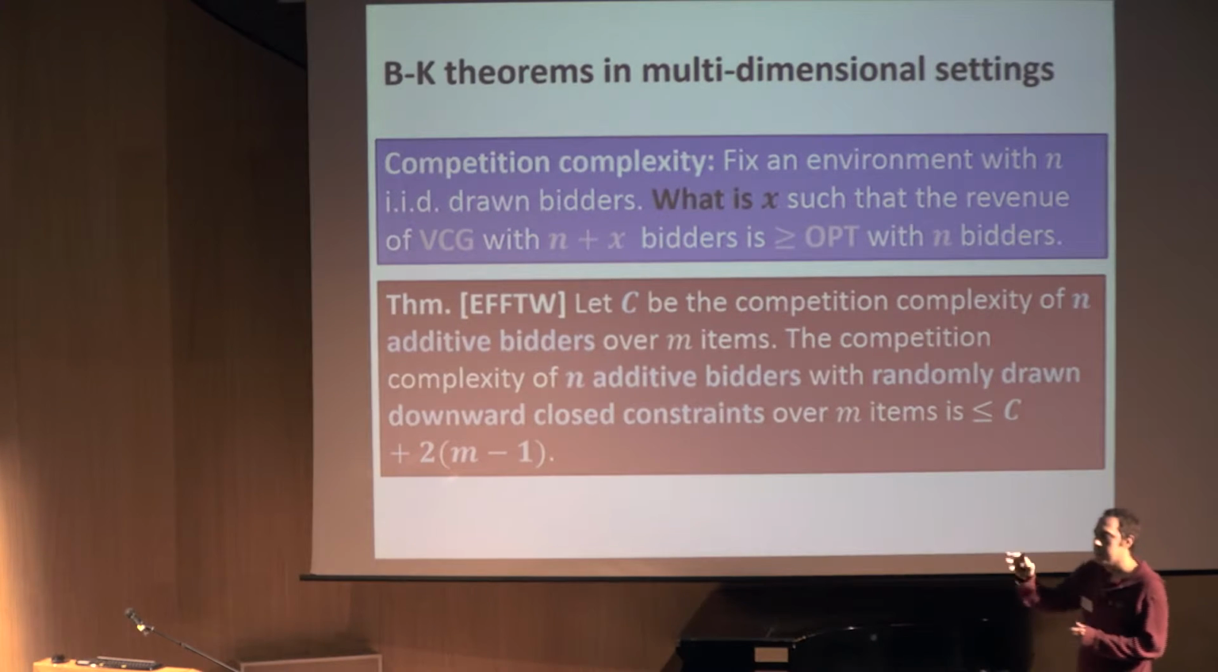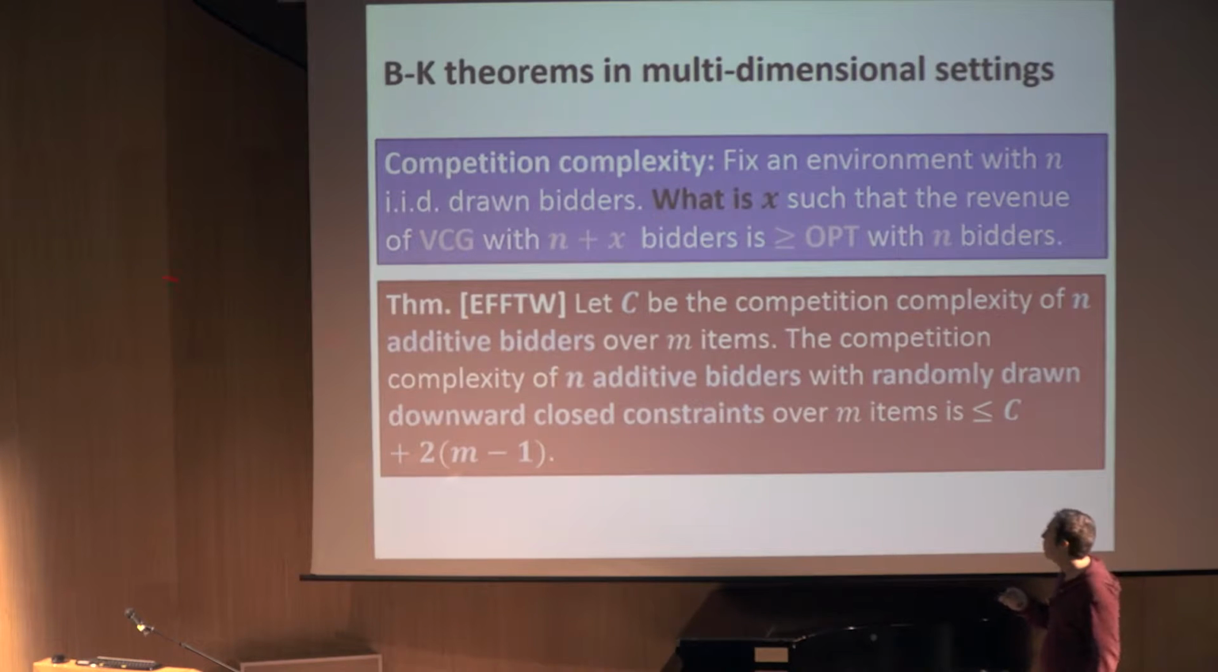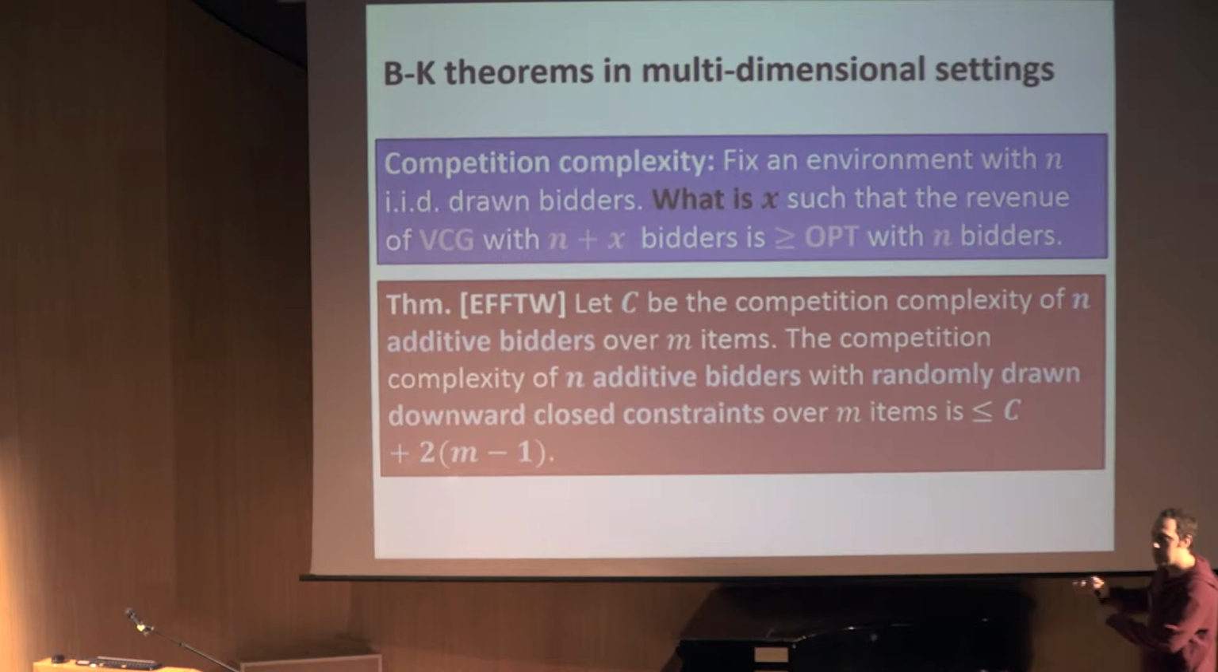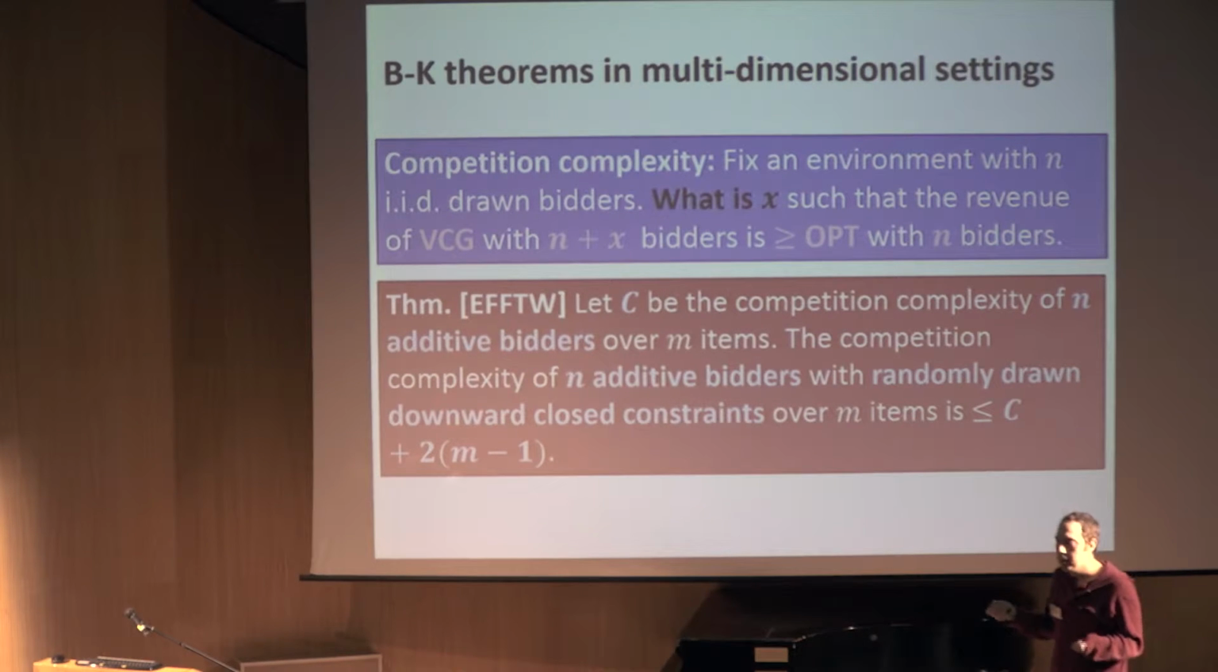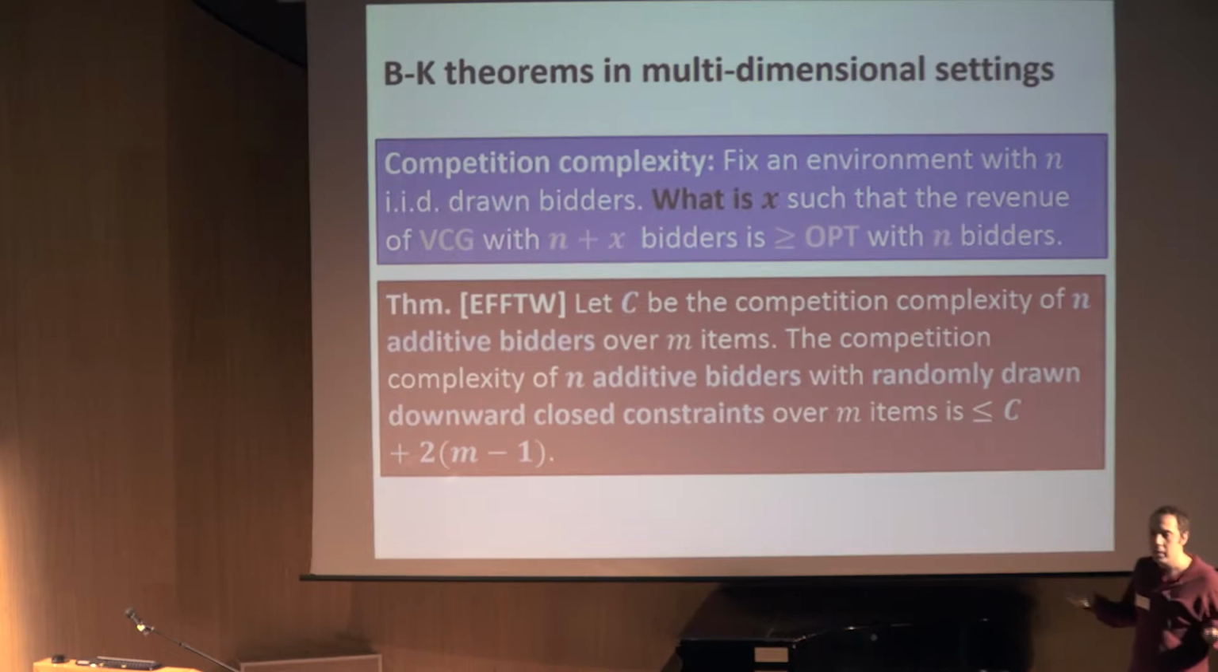But let me, yes? So they're IID from item distributions, but how the values combine from the item distributions may be different? Exactly. So the value distributions are still symmetric. We have to have this. But the feasibility constraint might be different. And the only constraint we have is that all the singleton items are feasible.